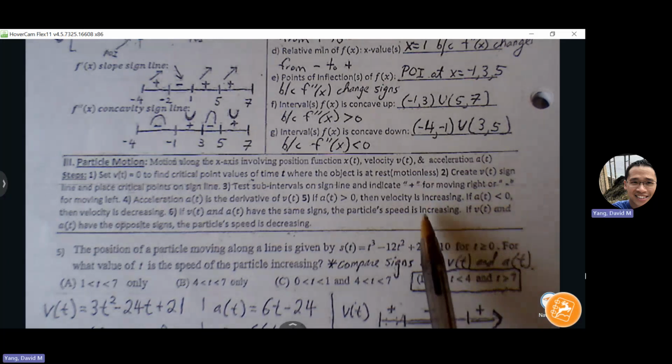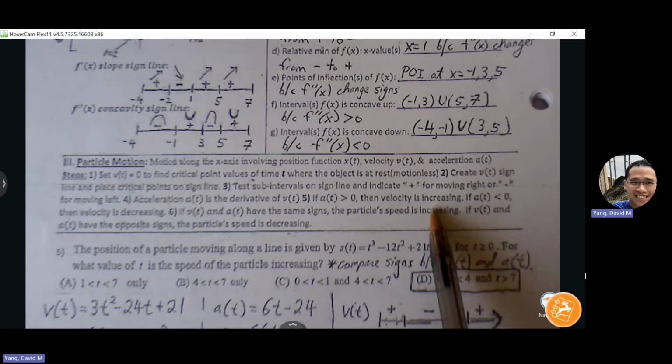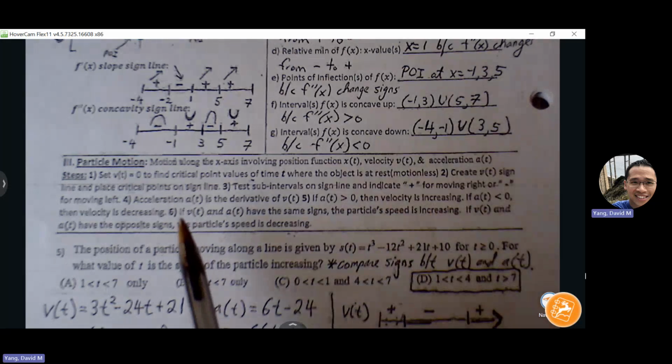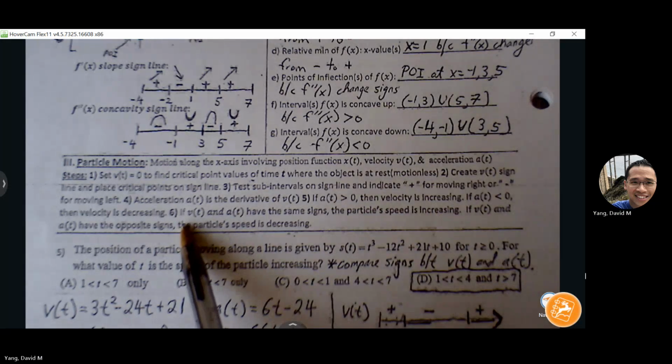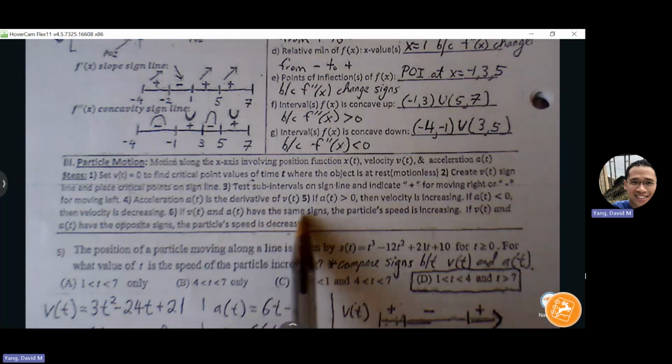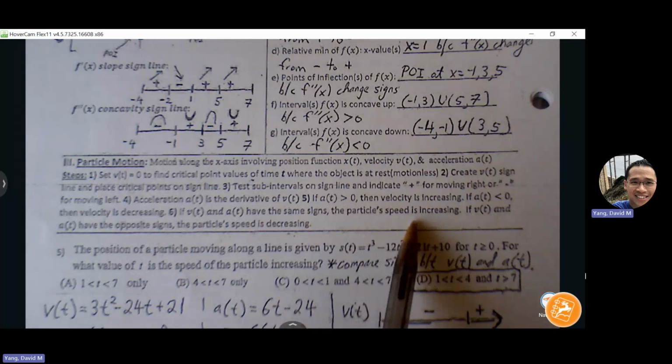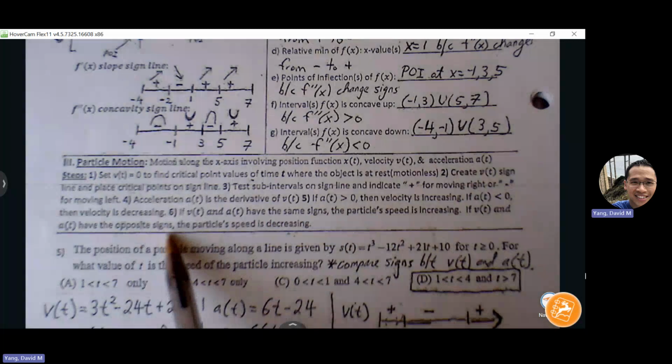If acceleration is positive, then velocity is increasing. If acceleration is negative, then velocity is decreasing. If velocity and acceleration have the same signs, then the particle speed is increasing. If velocity and acceleration have opposite signs, then the particle speed is decreasing.